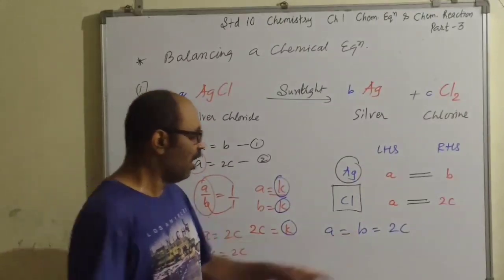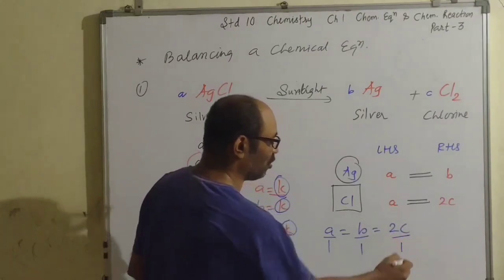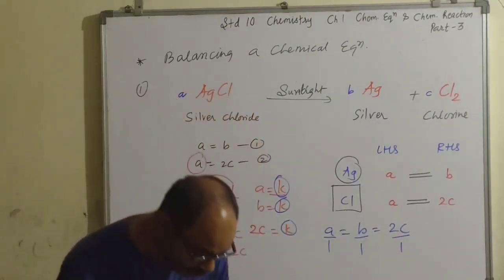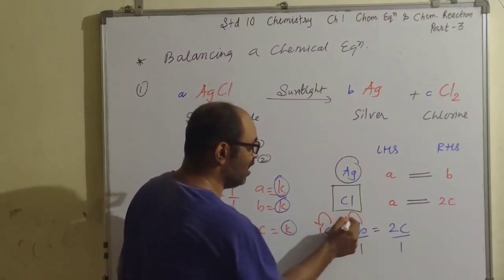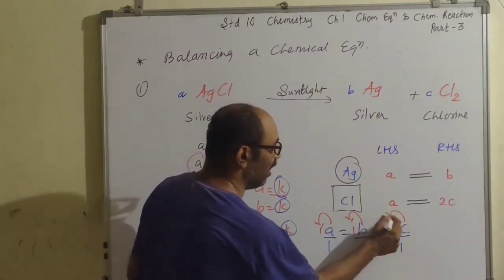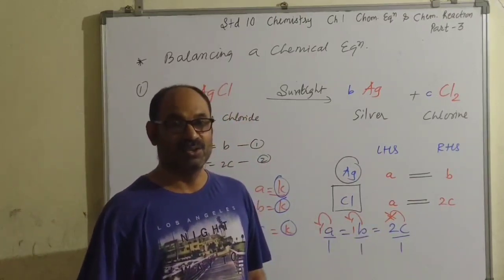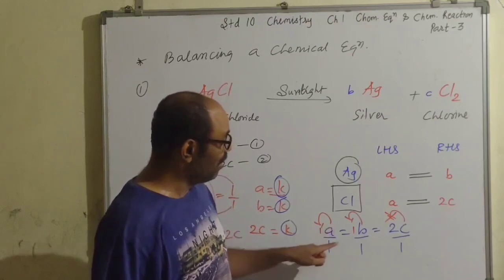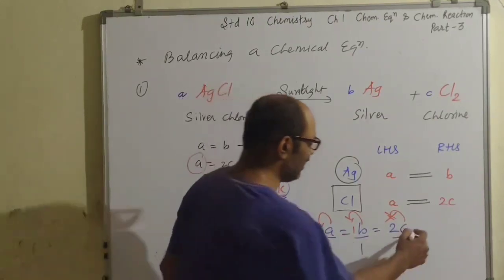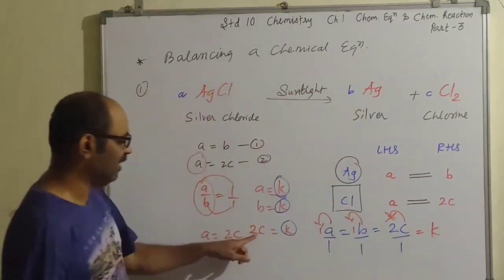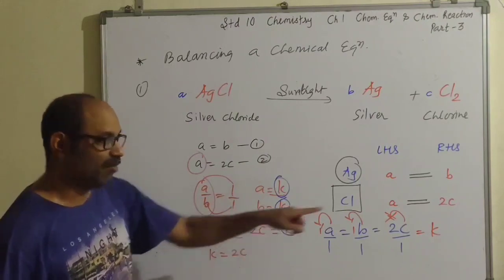Children, you have to write it in fractional form as well. Upon 1, nothing is there, so you have to write upon 1. But the coefficient of A should always be 1, and here it's not 1, it's 2. So what do you do? Multiply only the denominators. All denominators are okay. This is equal to K. A by 1 equal to B by 1 equal to 2C is equal to K.